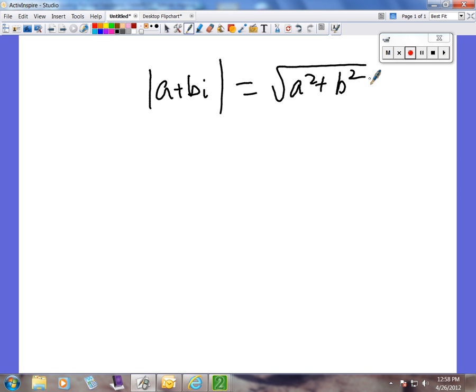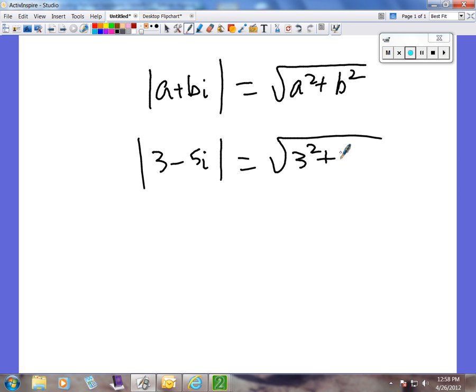This has the same relationship. So if I want to find the absolute value of, let's do a there, 3 minus 5i. It's very simple. It would be the square root of what? That there's no i's over there, are there? I just picked the numbers a and b, plugged them in here. It'll always be positive.